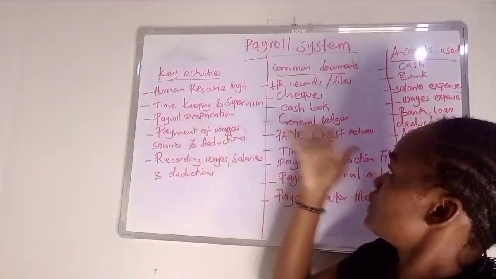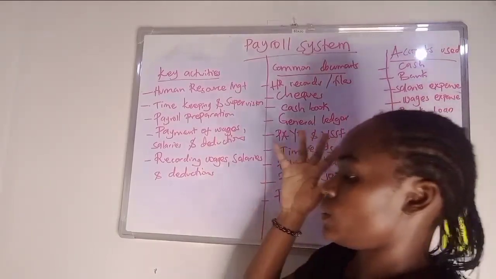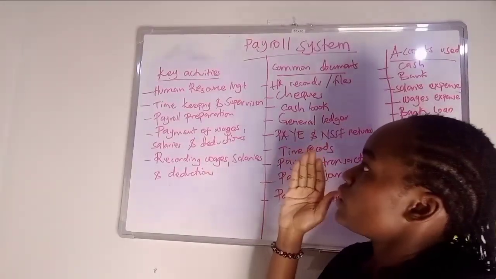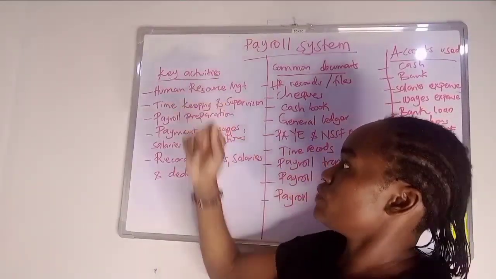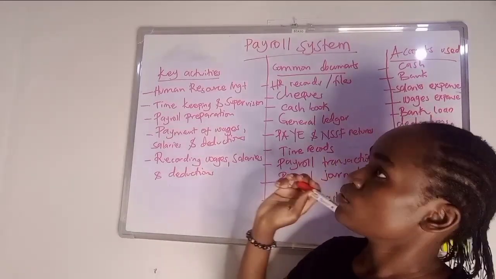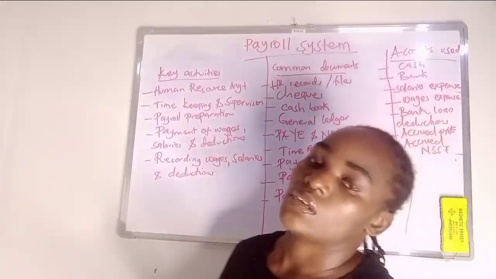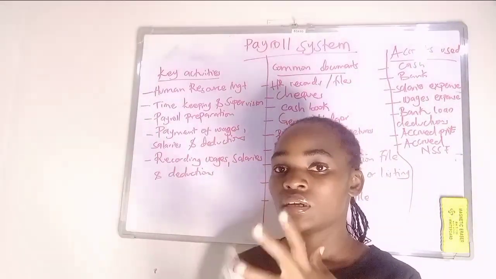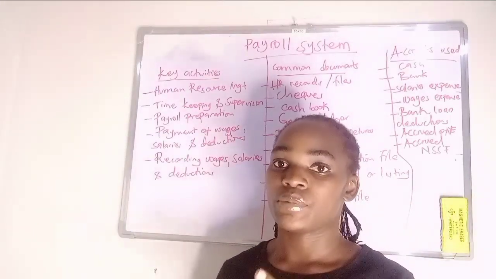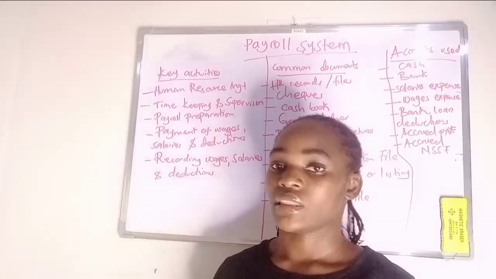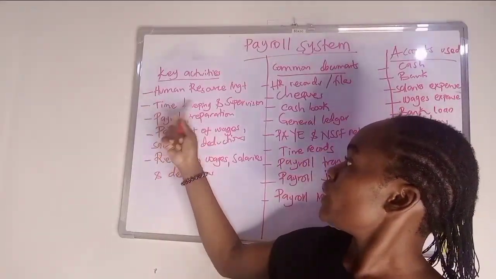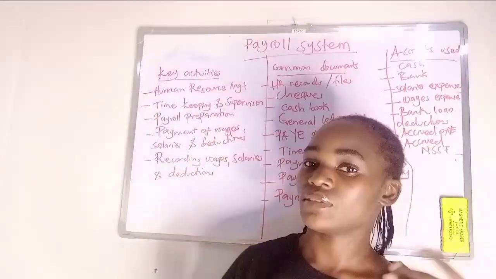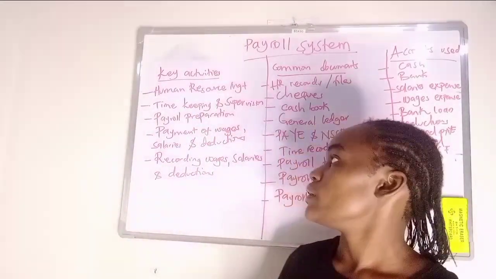So these are the key activities, key documents, and then the accounts that are used in the payroll system. So the key activities, the first one we have is human resource management. Human resource management involves recruiting employees, soliciting employees, performance appraisal, stuff like that. Then timekeeping and then supervision. This is mainly done by the production department to supervise if everything is going well and all that.